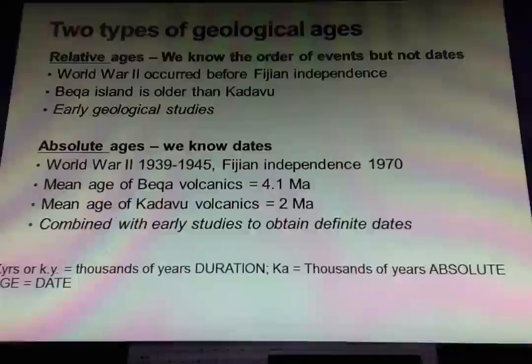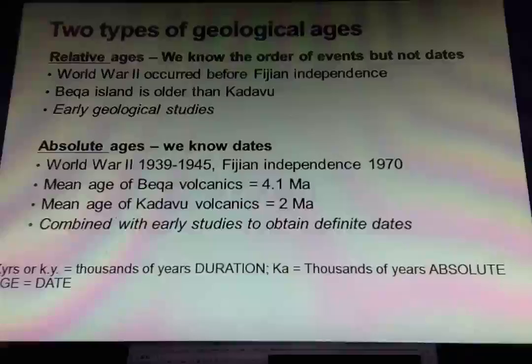So a couple of ways in which information is put across to you, and these will constantly pop up throughout the course. So just be aware of them. KYRS, or KY, thousands of years in duration. So it's a length of time whenever you see this. KYRS, or KY, is a time frame, a length of time.